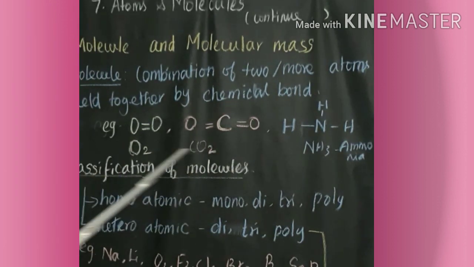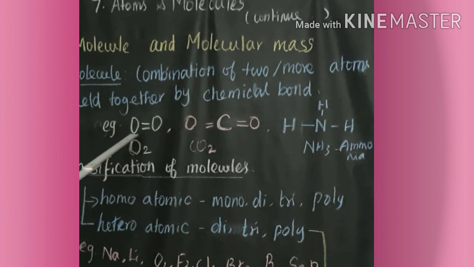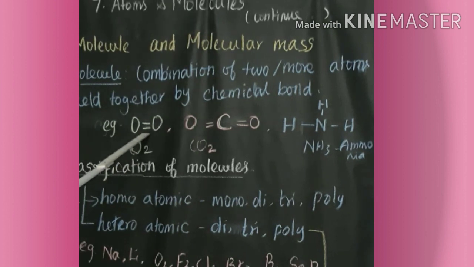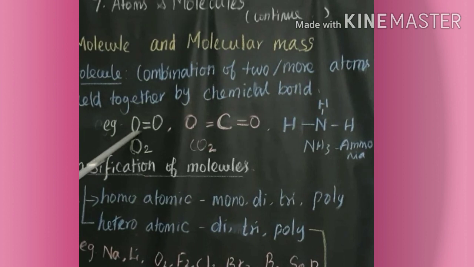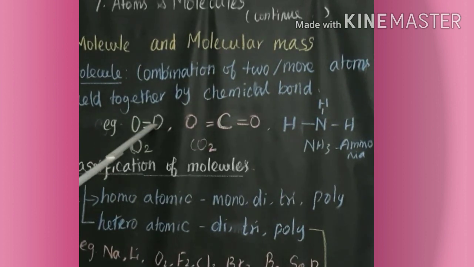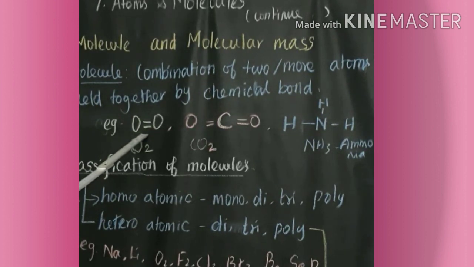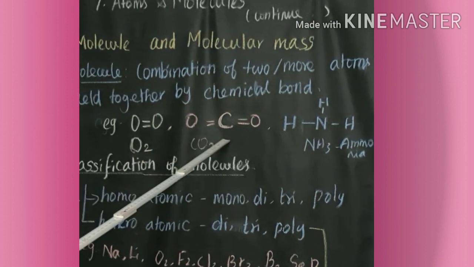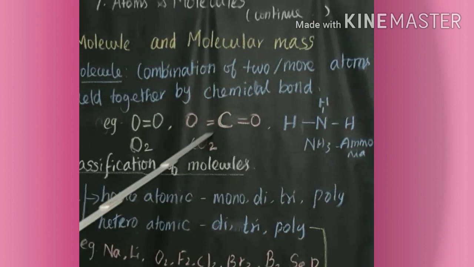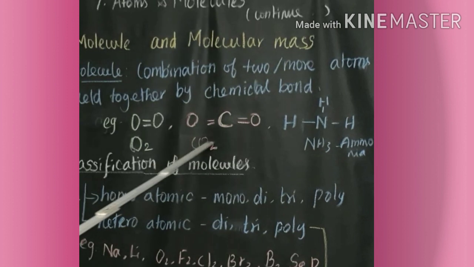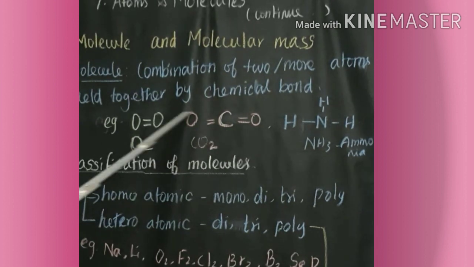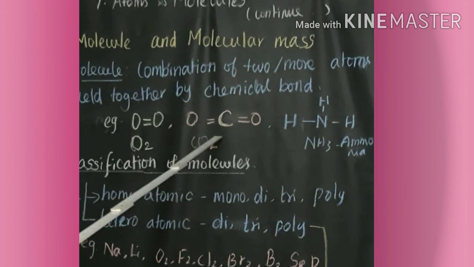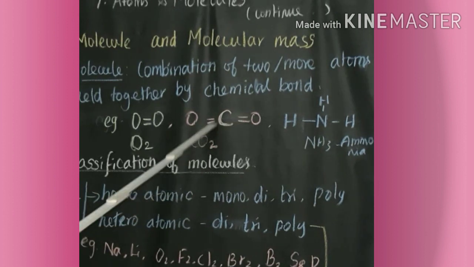Let us see the examples. In the case of oxygen, the oxygen atoms are bound together by a double bond. Same atoms, they are connected by this double bond. Now let us move to carbon dioxide. We know that this is carbon dioxide, CO2. The carbon atom is bonded with two oxygen atoms with two double bonds.